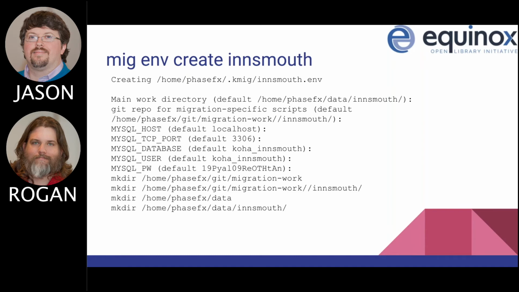And we have a few conventions that are, again, defaults in kmig, such as our convention of using a git migration work folder and a data folder. Data is where we tend to toss the raw data files. Git migration work, we use a shared Git repository that's internal to us for our scripts and things like that. But you can change these. You don't have to use them.